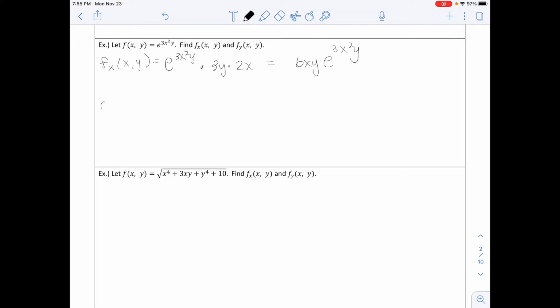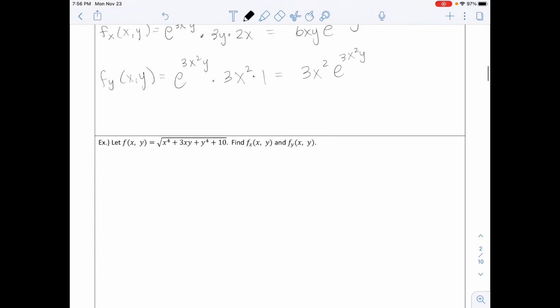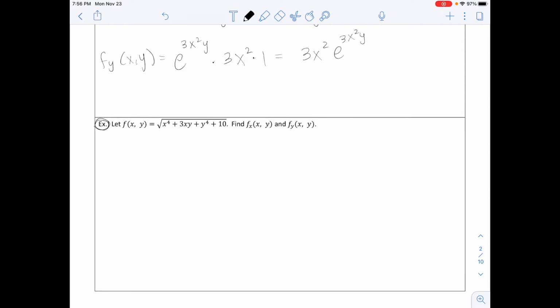And then taking the partial with respect to y. Again, we would have e to the 3x squared y, e to that power, times the derivative of the exponent, but this time with respect to y. That 3x squared is just a constant times the derivative of y, which is just 1, if you would want to put that. So rewriting this a little bit cleaner, we have 3x squared e to the 3x squared y. The next example on the page, we're going to go ahead and circle, and we'll work on that one together in class.